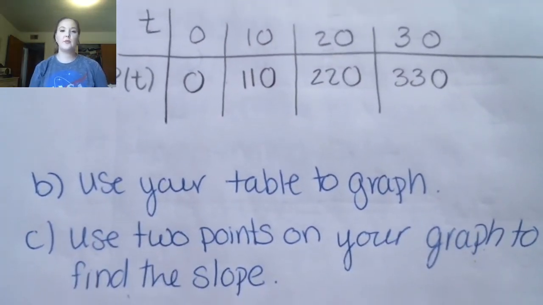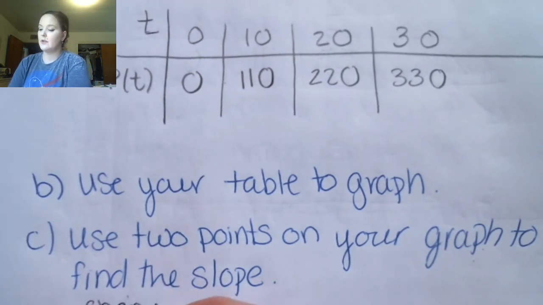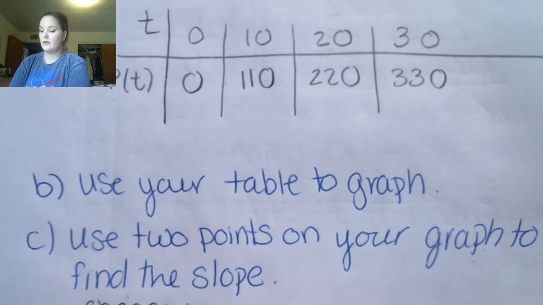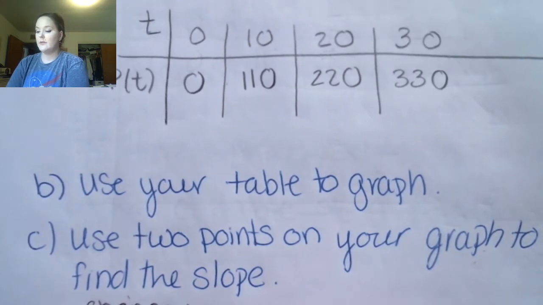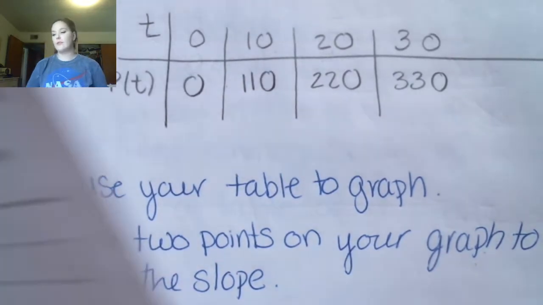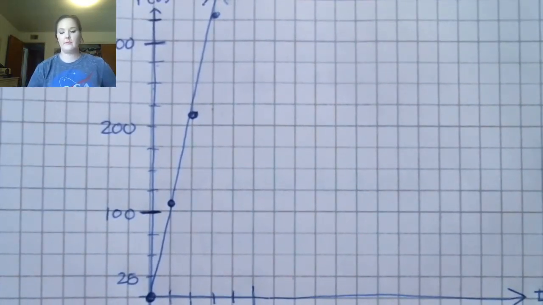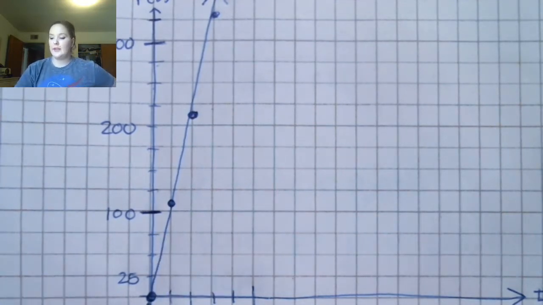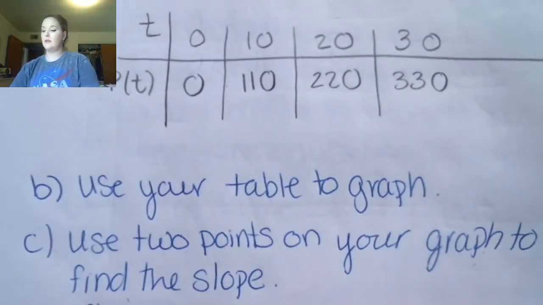Now this says use 2 points on your graph to find the slope. So this is what we practiced in the first example. We're going to do change in y over the change in x. Right now, looking at this graph, I want you guys to pick 2 points and find the slope. All right. So right now I'm going to pick these 2 points. I'm moving from this point to this one. My change in y, I'm going to go from 0 to 110. So I'm going up 110.